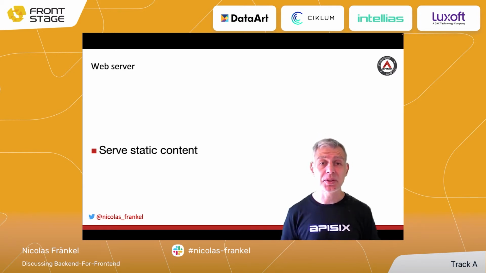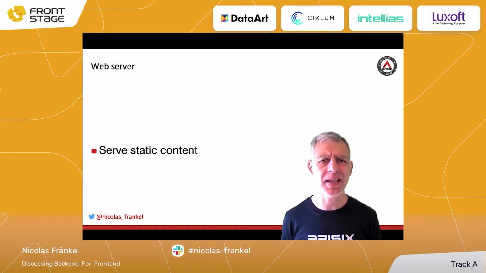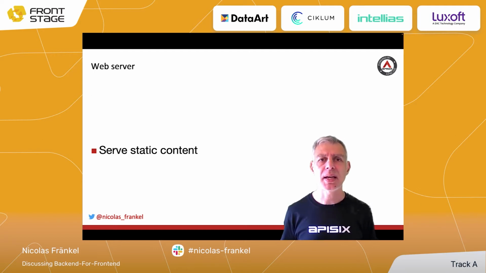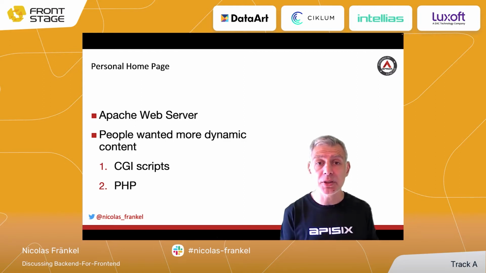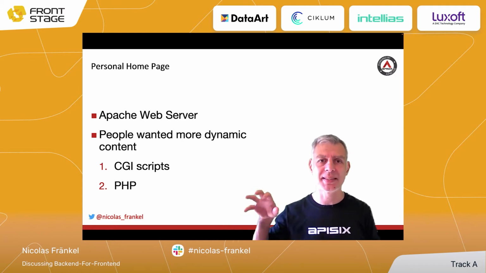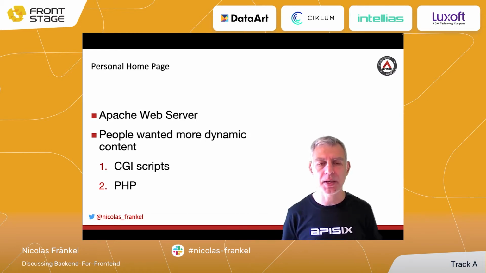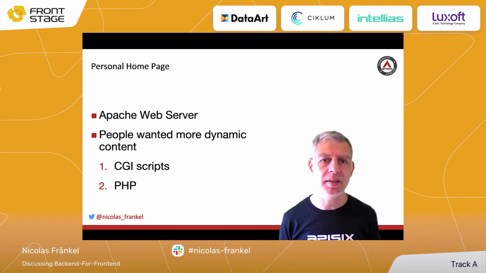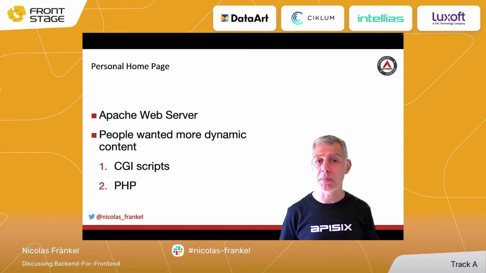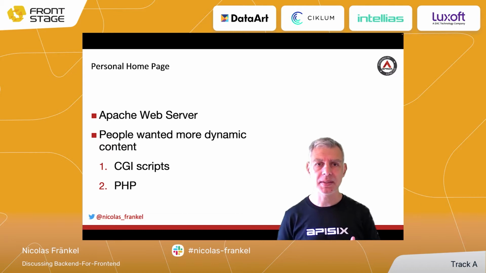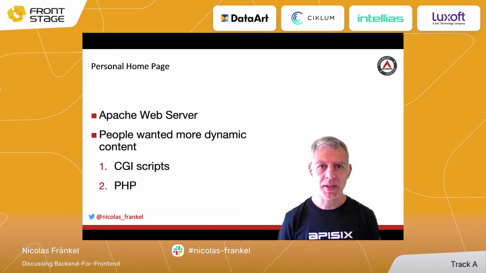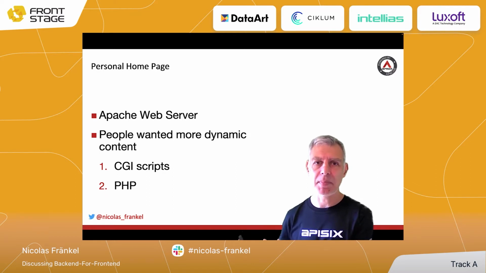Static content was really nice, but people started to think, hey, we want more dynamic content. As I mentioned, I didn't interest myself in servers at the time, but I believe that what is now known as the Apache web server was the one used. And when people wanted more dynamic content, they created scripts, like Common Gateway Interface, CGI scripts. They were written in Perl. Basically you had to write a Perl program that would write the entire HTML page.